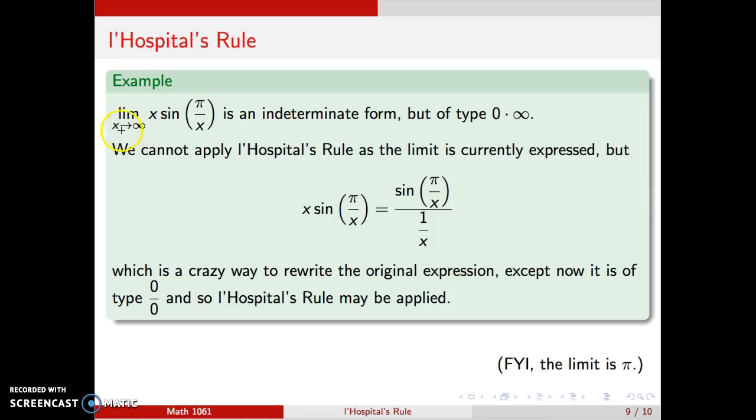So for our first example here, get this expression. This is an indeterminate form, this limit.